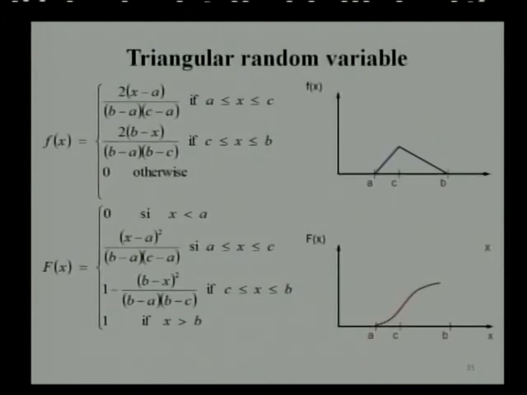So triangular random variables are depicted and have a probability density function of 2 times (x minus a) upon (b minus a) into (c minus a) if x is between a and c, and 2 times (b minus x) upon (b minus a) into (b minus c) if x is between c and b. Its curve, or graph, is shown on the screen, and you can see that it is in a triangular shape, and by that name the distribution carries its name. The distribution function is also shown on your screen.